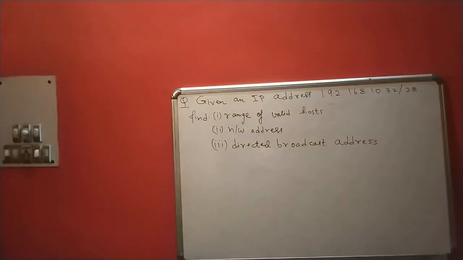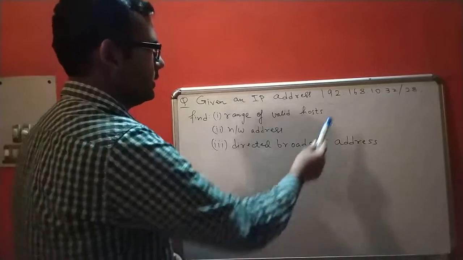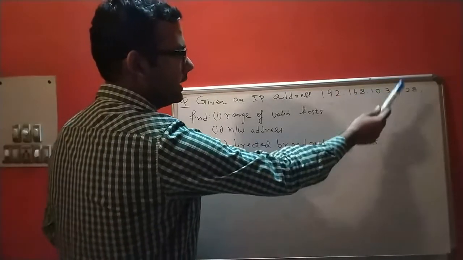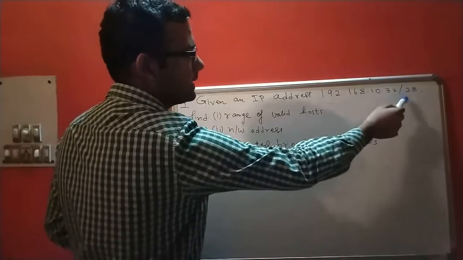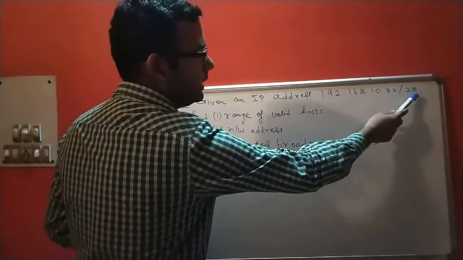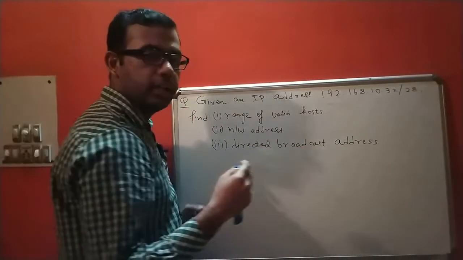Let's solve this question. We have been given an IP address, as you can see. 192.168, this is the dotted decimal notation, and this /28 represents my subnet mask. So /28 means there are 28 ones in my subnet mask and 4 zeros.